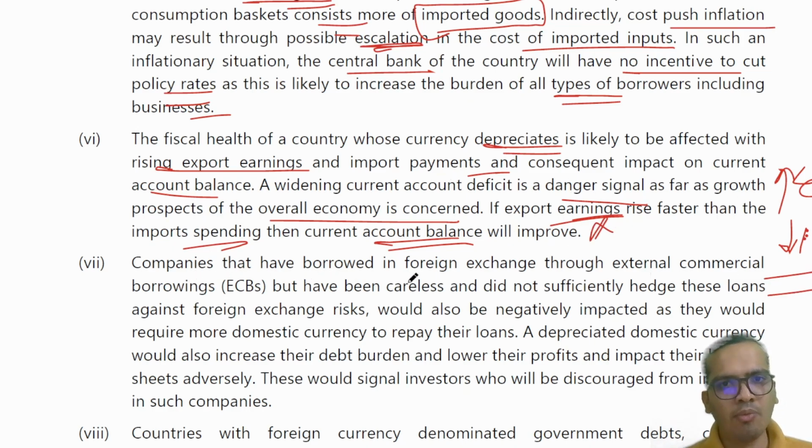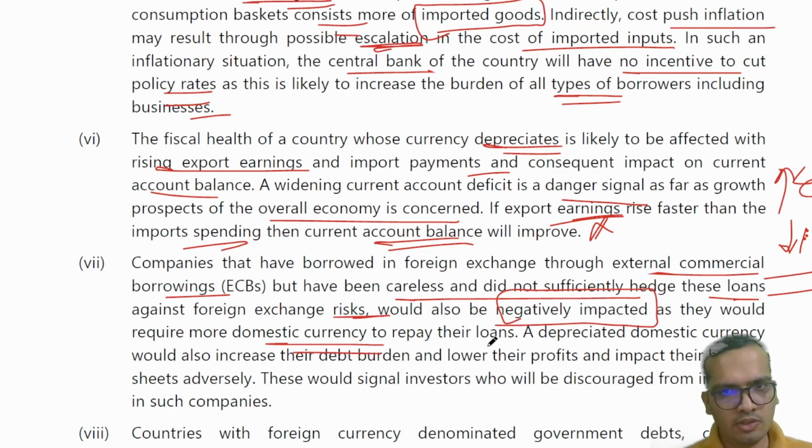Companies that have borrowed in foreign exchange through external commercial borrowings (ECBs) but have been careless and did not sufficiently hedge these loans against foreign exchange rates would be negatively impacted, as they would require more domestic currency to repay these loans. A depreciated domestic currency would also increase their debt burden, lower their profit and impact their balance sheets adversely. These would signal investors, who will be discouraged from investing in such companies.